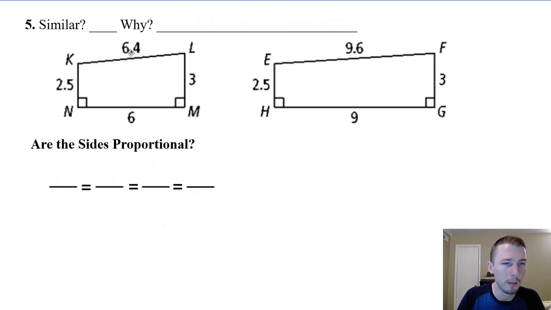So by setting up the proportion, I'm going to start with the smallest one. So I'm going to do 2.5, and then the next smallest is 3, and then 6, and then 6.4. Okay, so I went smallest to largest on this side. I'm going to do the same thing, smallest to largest on the other side. So 2.5, 3. Oh, look, those didn't change at all.